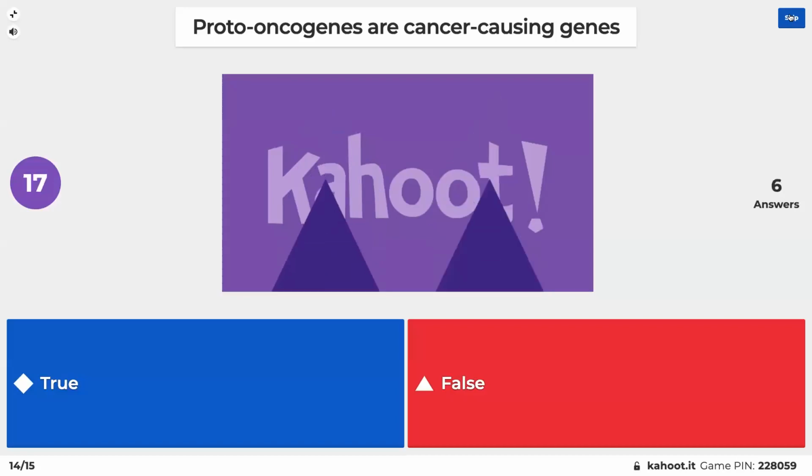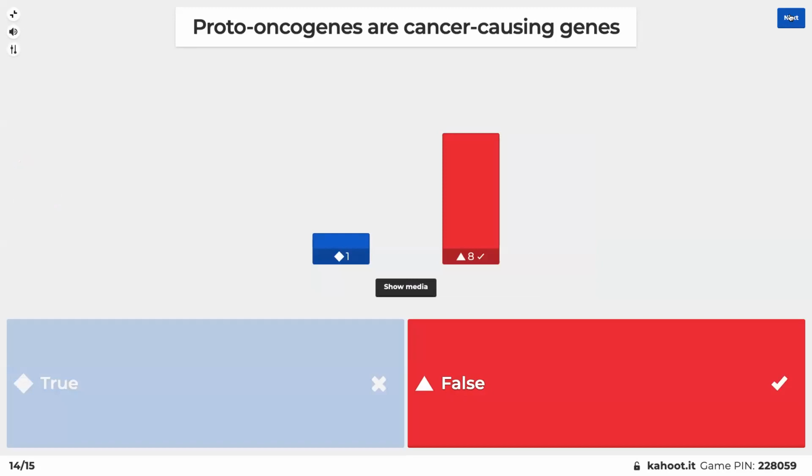And I don't mean mutation, I mean in their current state. Close, yes, good job. So the proto-oncogene is the good version, the regular version, non-mutated, and then your oncogene is going to be your mutated cancer-causing gene.